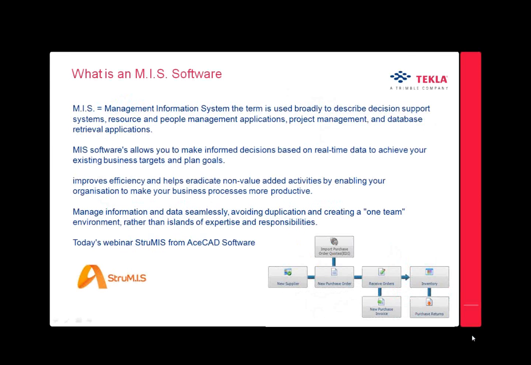Firstly, what is an MIS software? MIS actually stands for Management Information System, and this term is used to describe decision support systems, resource and people management applications, project management and database retrieval applications. Today's webinar is going to be regarding STRUMIS from SCAD, and STRUMIS is a specialized MIS software for structural steel fabricators and engineers.